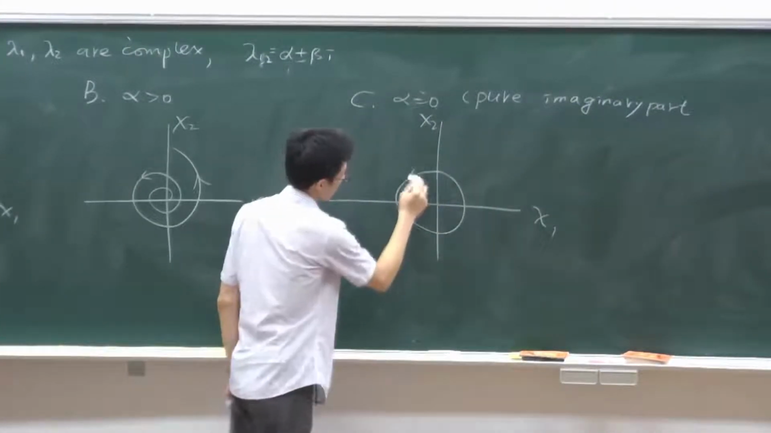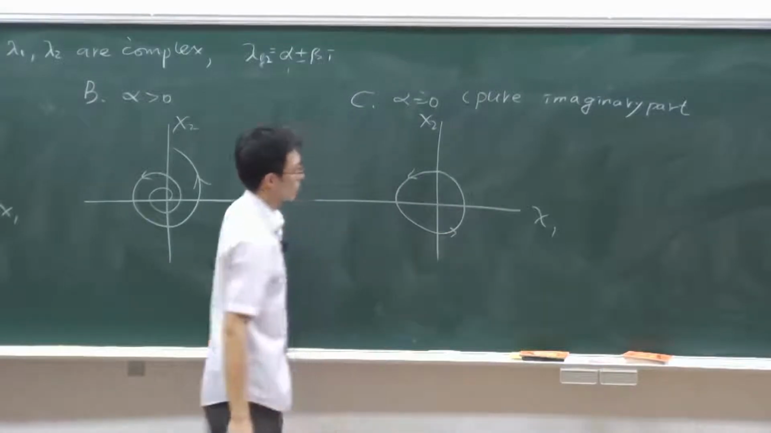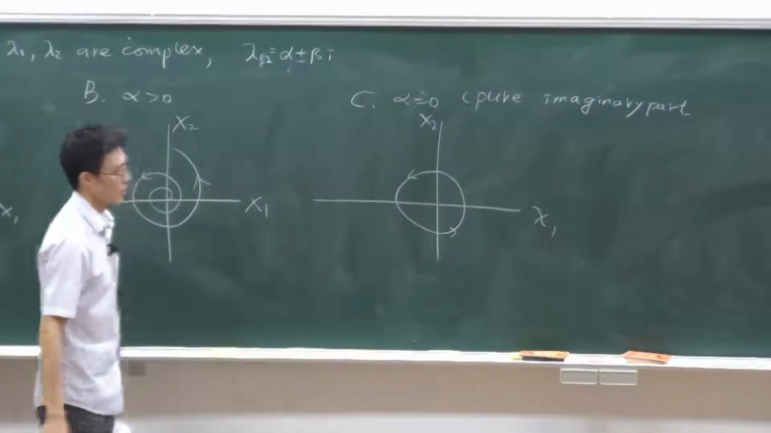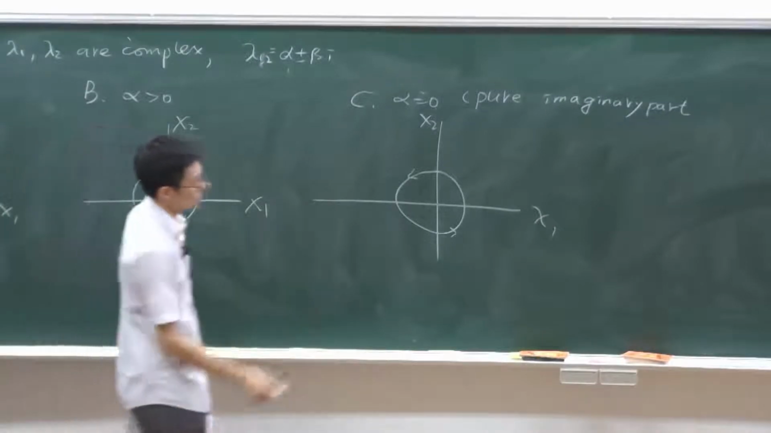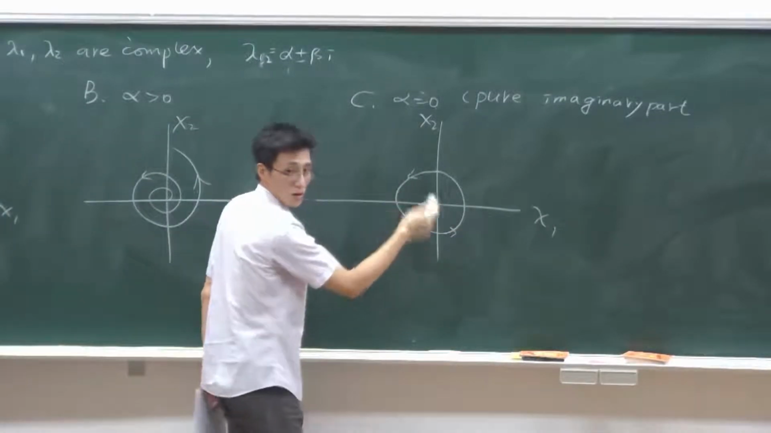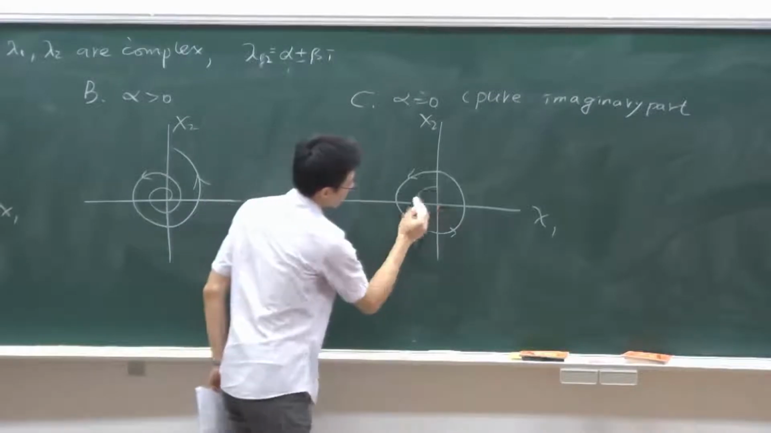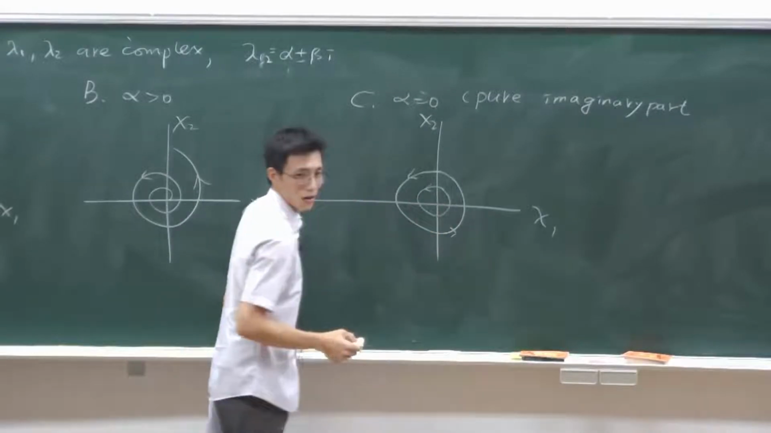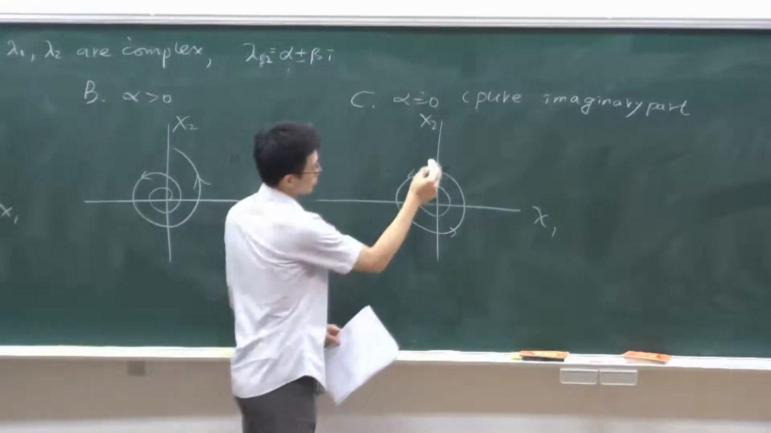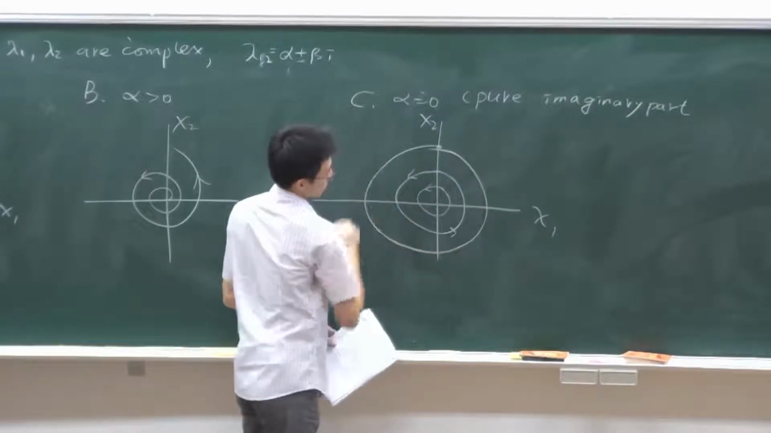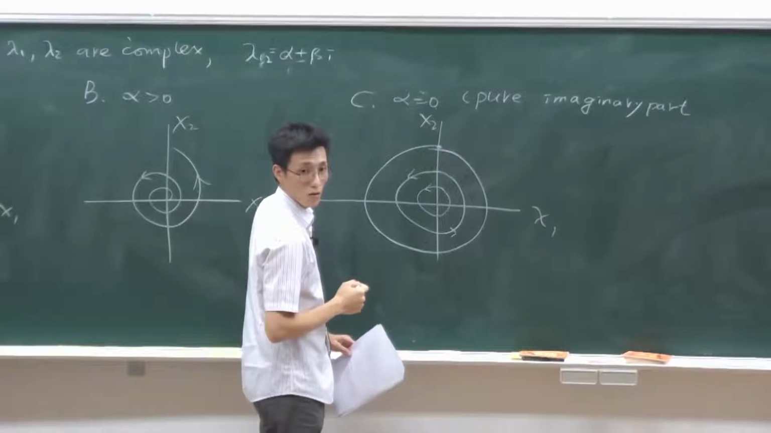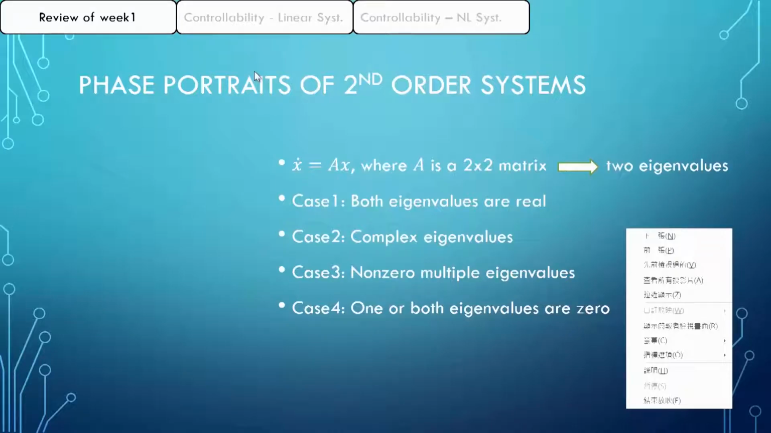there will be some periodic oscillation. It's always in here, it doesn't go anywhere, or in here, depending on the initial condition. If your initial condition is here, you will go around this circle for all time. So this is the second case.